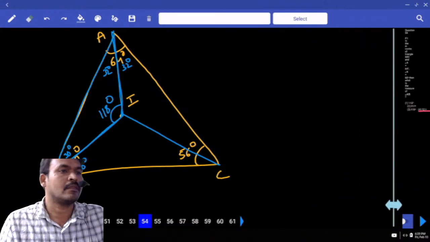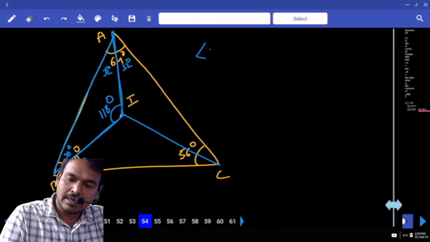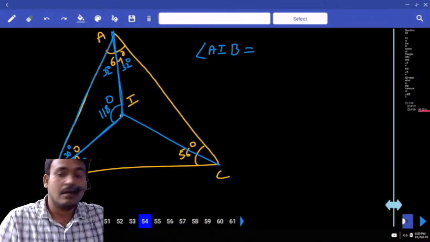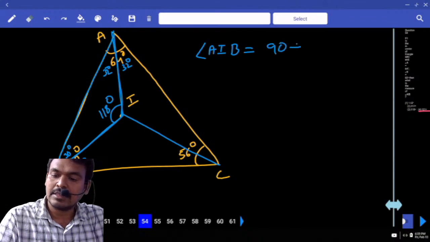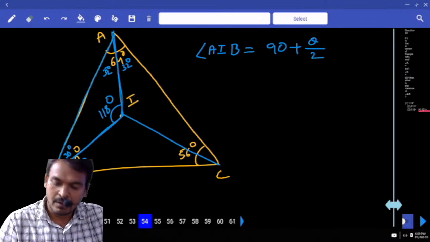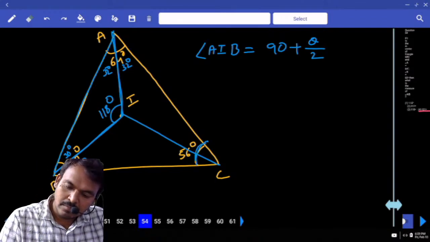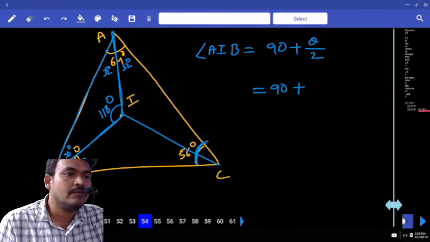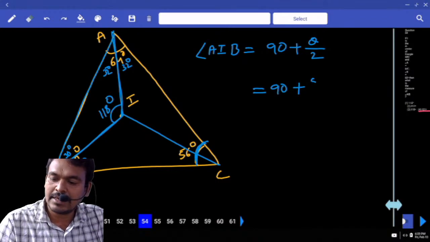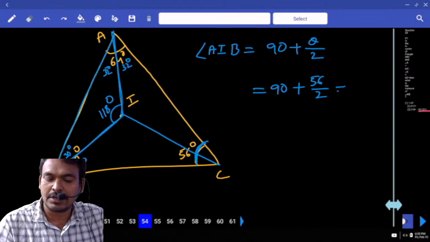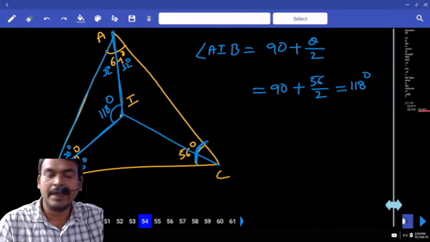Or angle AIB, it is also equal to 90 plus theta by 2 or not? Okay. What is the C value here? 56 or not? Then we write 90 plus C by 2. What is the C angle? 56 or not? 56 by 2, 28 or not? 90 plus 28, 118 or not?